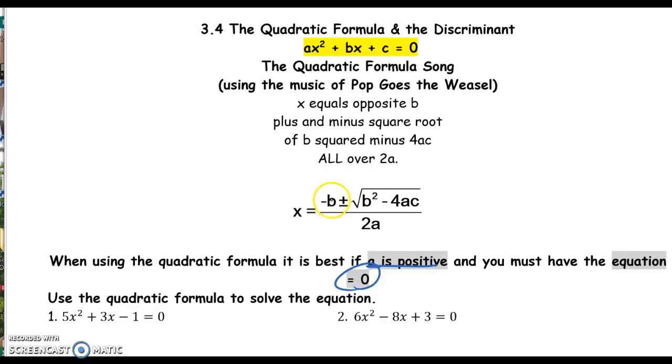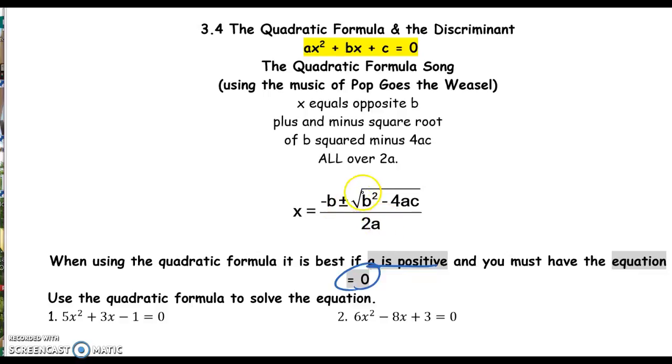Okay, I call this the opposite of b because it's not just negative b. If your b value is positive, you'd put in the negative. If your b value is negative, you'd put in the positive. And you might notice opposite of b over 2a from when we graphed quadratic equations. So the opposite of b over 2a is in this formula, but there's just a little bit more.